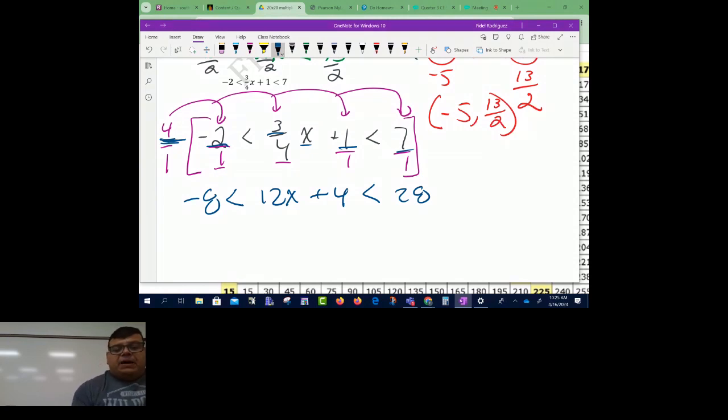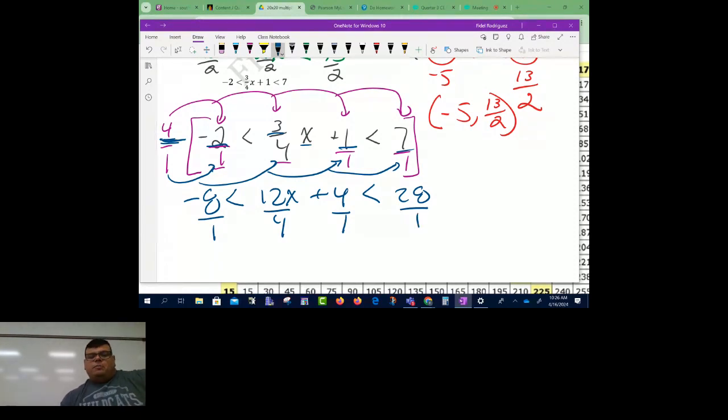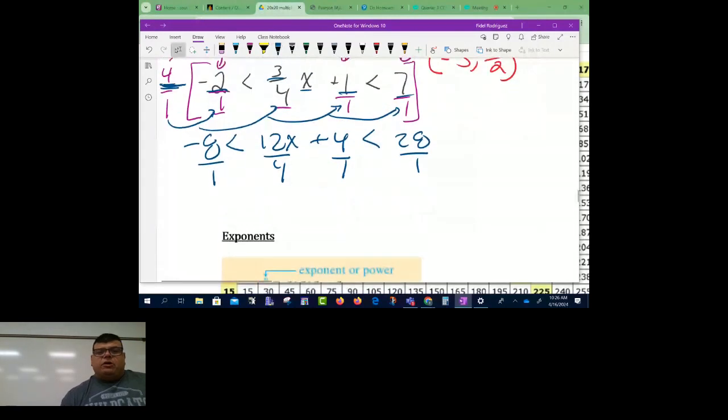All right, remember the bottom numbers get multiplied by 1. So this stays a 1, that stays a 4, that stays a 1, and that stays a 1. Okay. But if we did this right, our fractions are going to go away. -8 divided by 1, -8. 12 divided by 4, 3. 4 divided by 1, 4. 28 divided by 1, still 28. Okay.